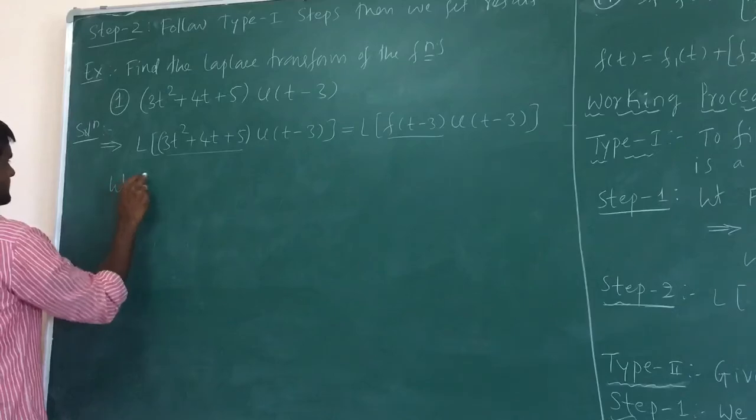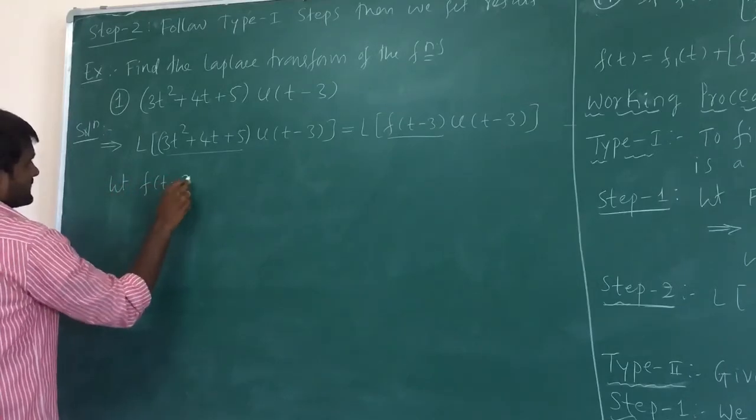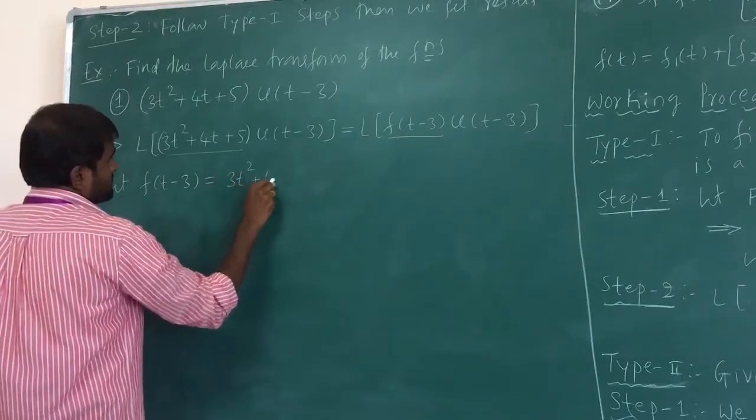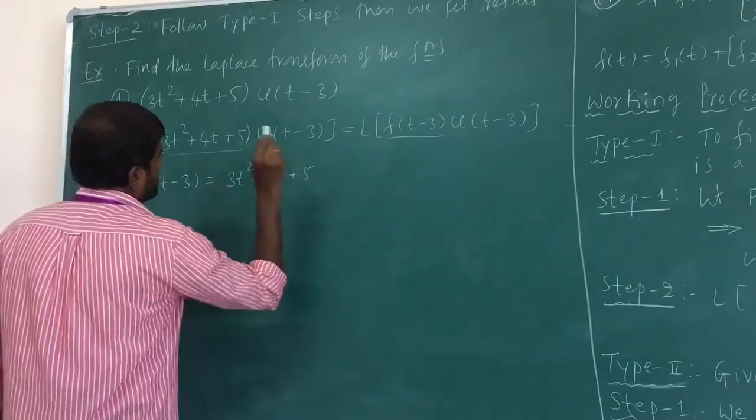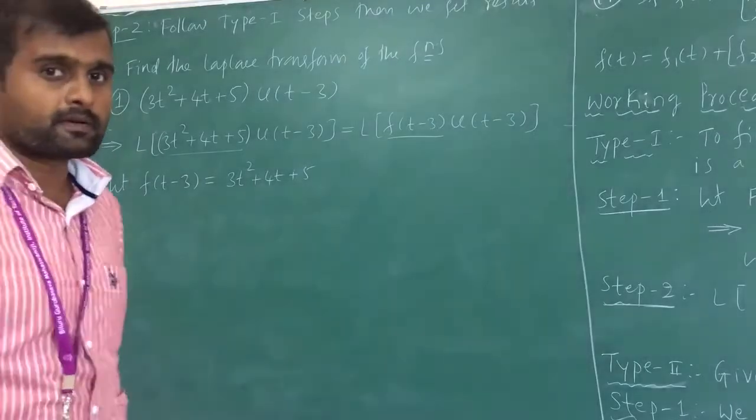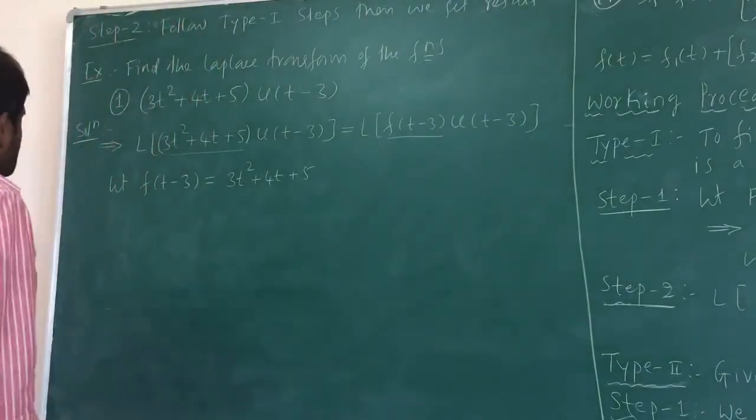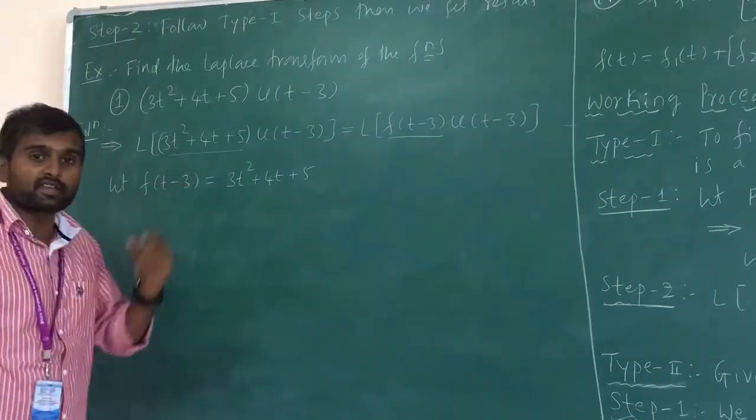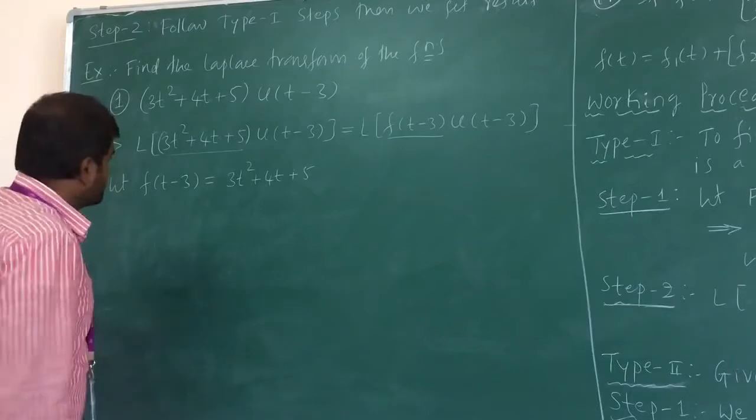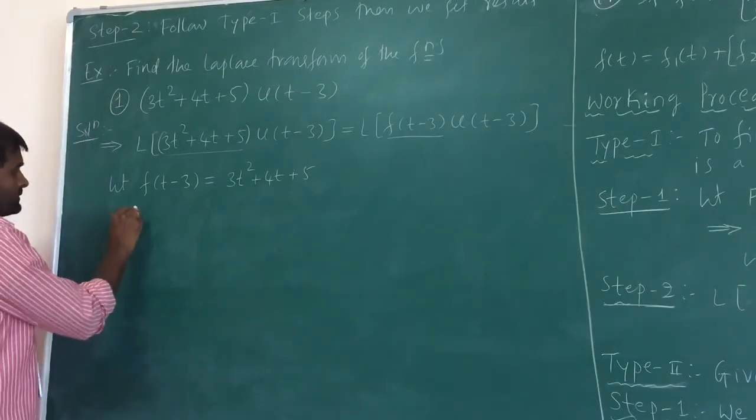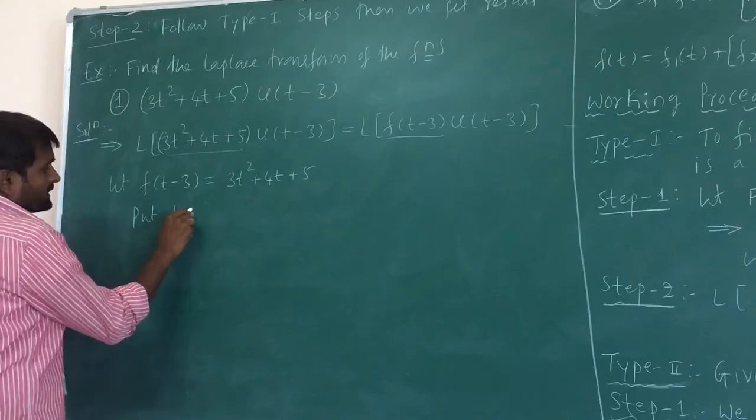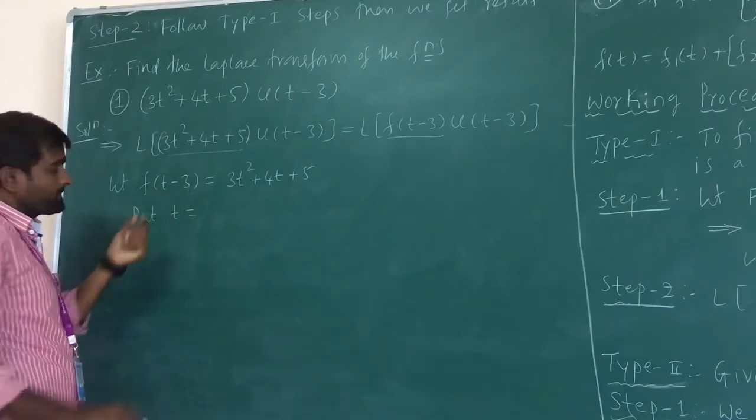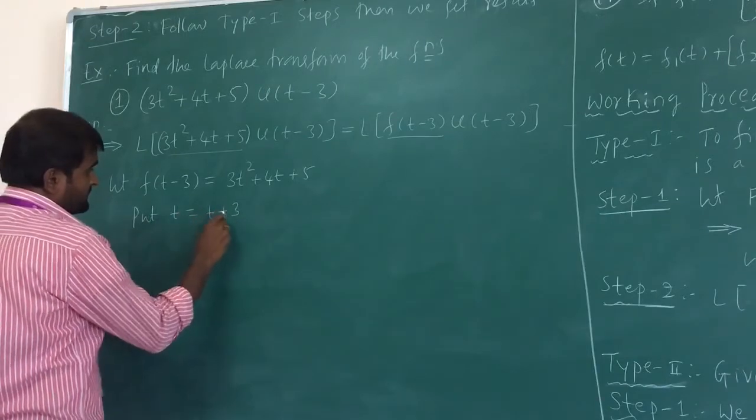Now we have f of t minus 3 equal to 3t square plus 4t plus 5 plus 5. So we need f of t. Here we have f of t minus 3 given. Now put t equal to t plus 3, so that f of t minus 3 becomes f of t.